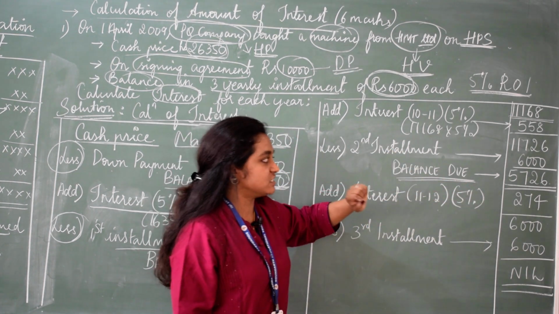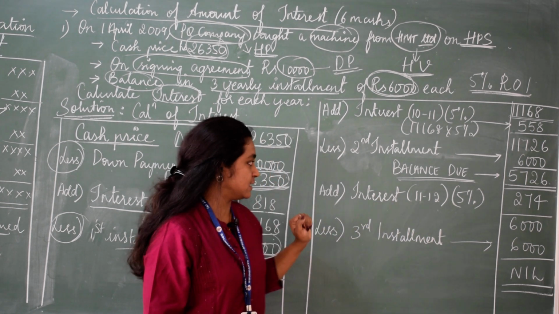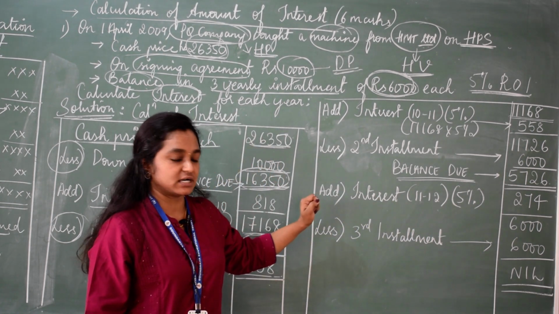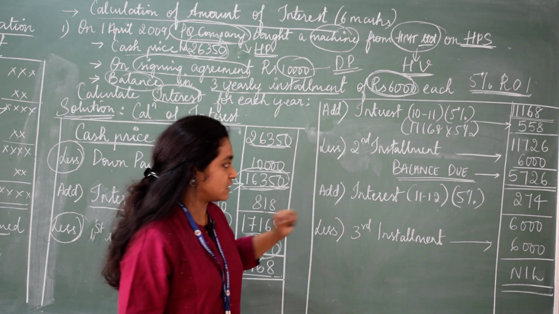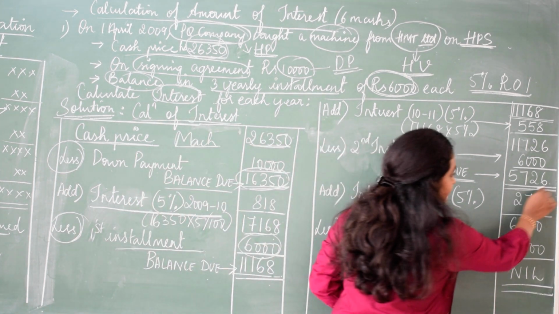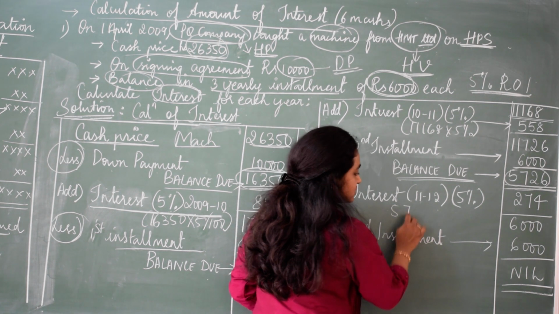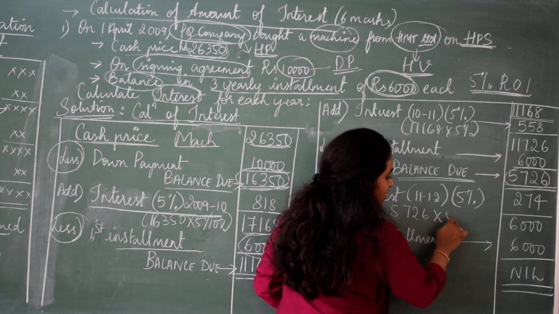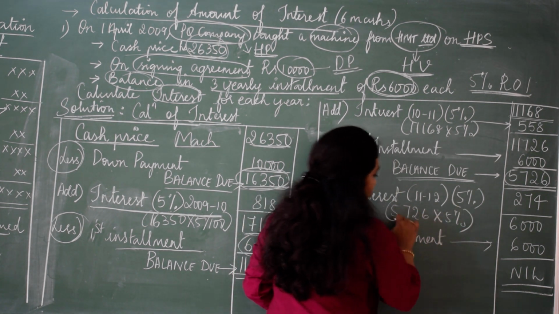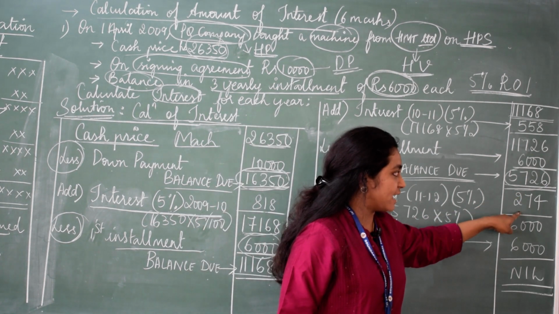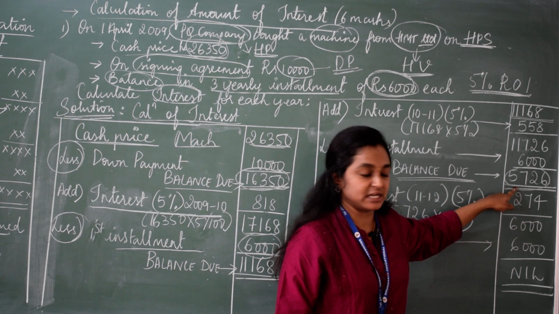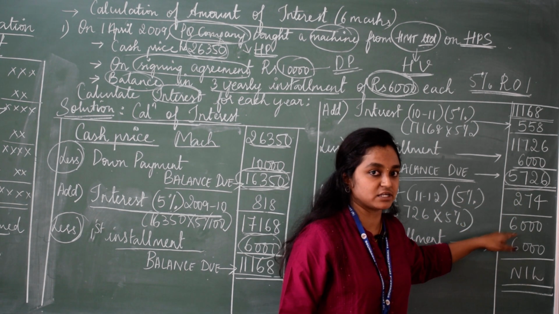Now with this balance, we have to move forward to the third year, that is, the interest for the third year, and the installment also we will have to deduct. Let us see the interest for the third year. Again, the balance left from the second year is 5,726 into 5%. If you calculate, you will get 274 rupees. If you add 274 to 5,726, you will amount to 6,000 rupees.